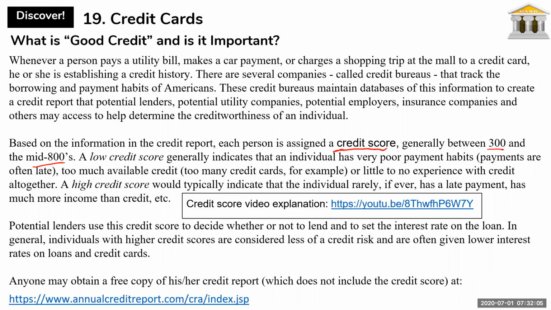Now, potential lenders use this credit score to decide whether or not to lend to you and to set the interest rate on the loan. In general, individuals with higher credit scores are considered less of a credit risk and are often given lower interest rates on loans and credit cards.